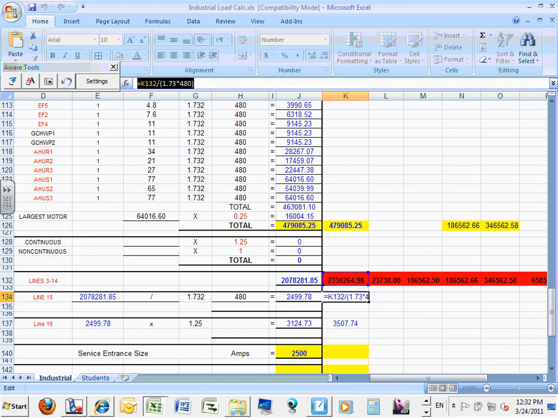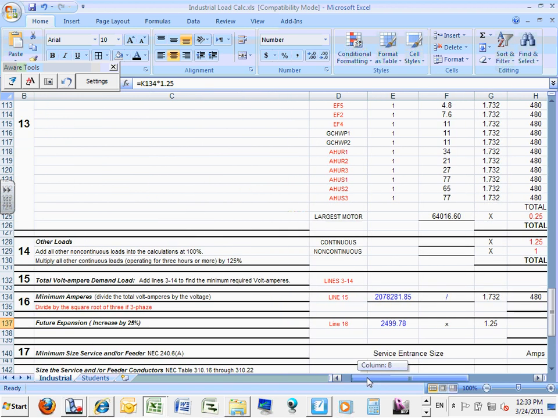That's that value. Divided by, open your brackets. Divided by the square root of 3. Yeah, that's 480. Do make sure you put the brackets, otherwise the math would not come out right. And then you enter. Then I took this value and increased it 25%. Here's the size of my panel, guys.